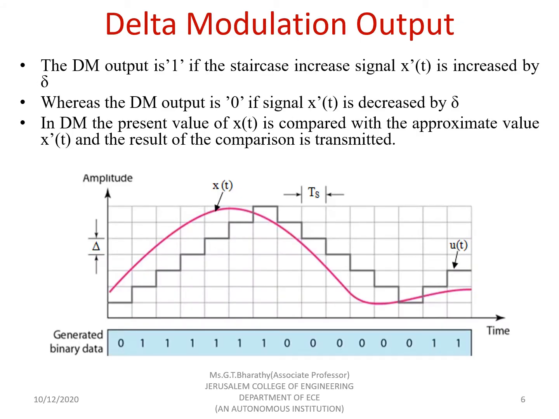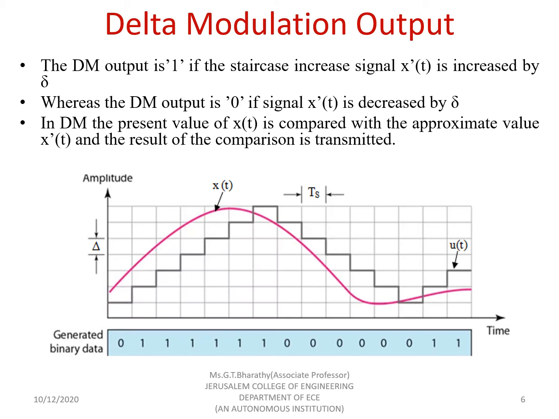So this is the diagrammatic representation of the delta modulation output. The output will be either 0 or 1. The pink colored diagram is the input, the continuous signal x(t). Then we have the staircase approximated signal, which is u(t). The present sample and the previous sample will be compared here. You can see this is the present sample and this is the previous sample. Present is greater than the previous, so 1 is transmitted. Whenever there is an increase in the amplitude, continuous 1s will be transmitted. Hope you are able to understand.